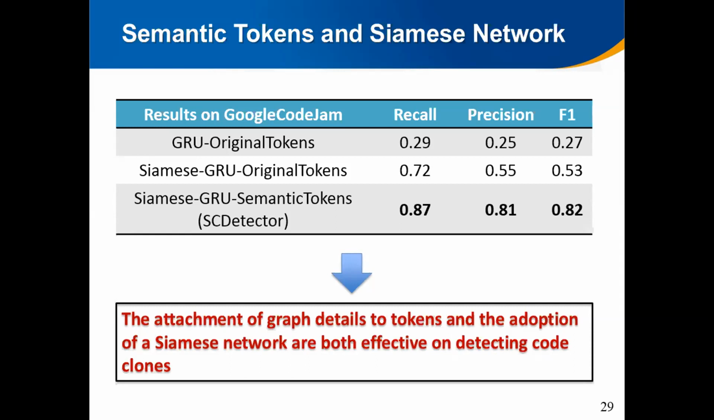The experimental result indicates that the attachment of graph details to tokens and the adoption of a Siamese network are both effective on detecting code clones.